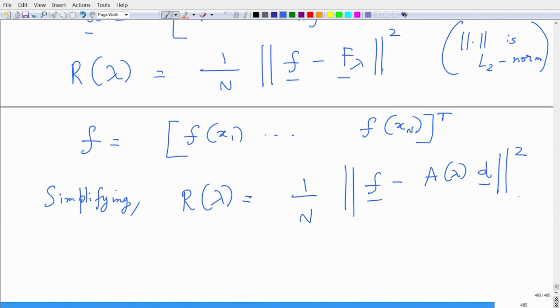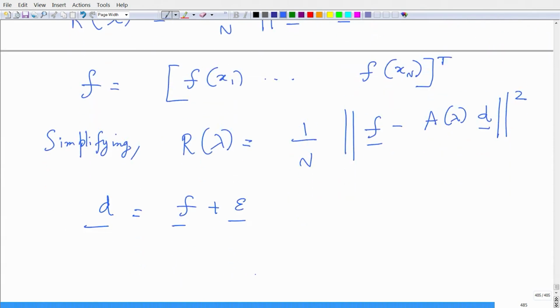Right. Now I also have my vector D is F plus epsilon, where vector epsilon is basically the realization epsilon 1 so on till epsilon n over those n data points. This is just a noise realization.